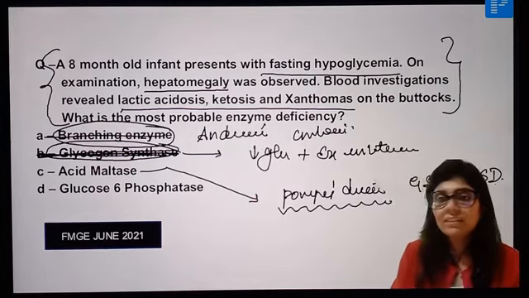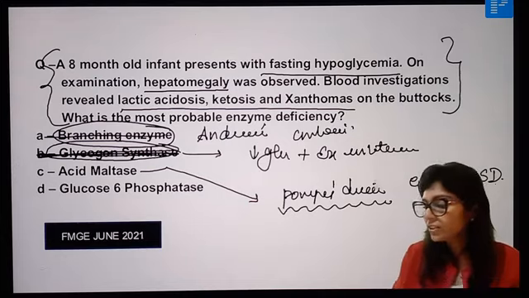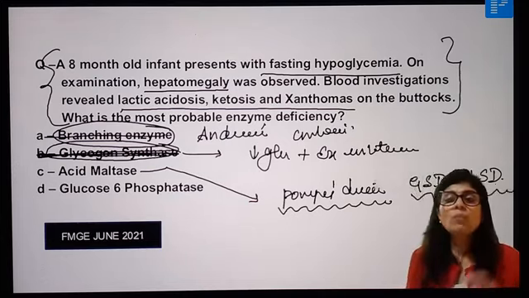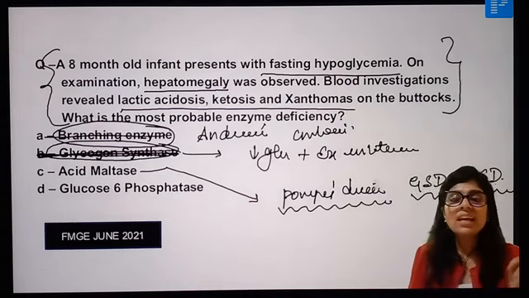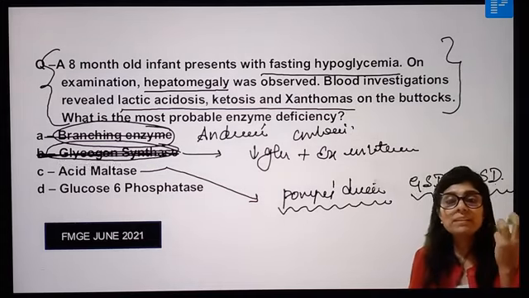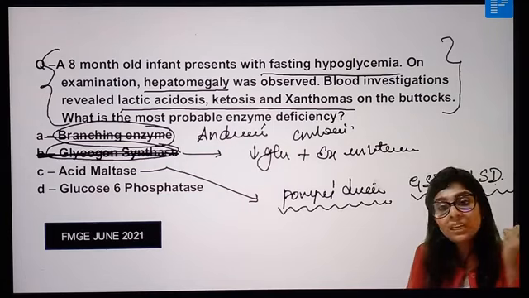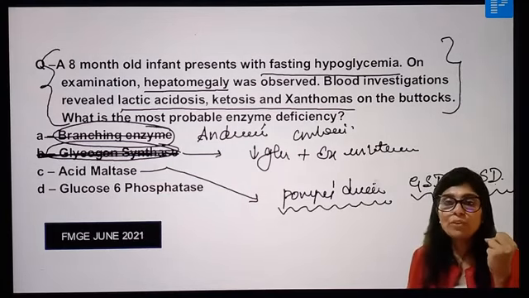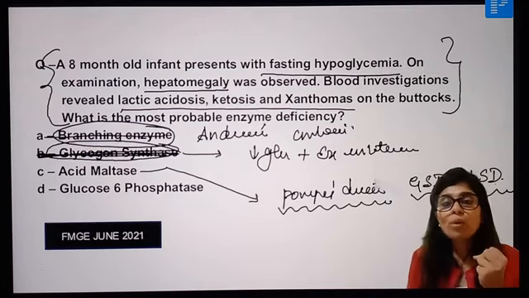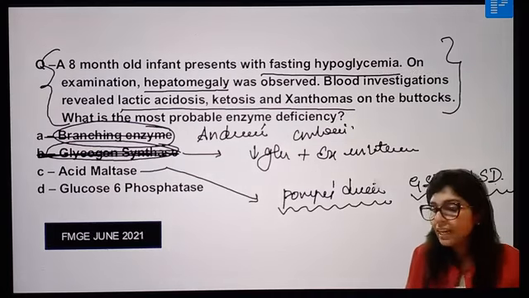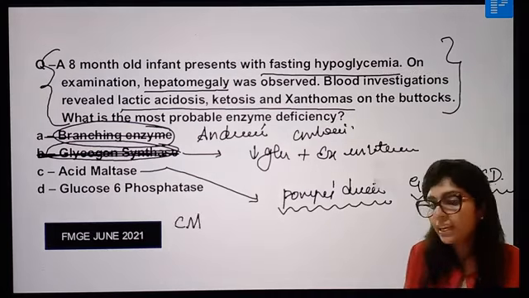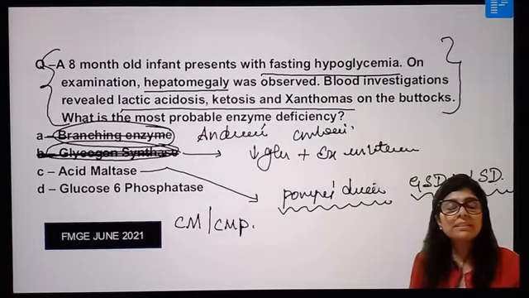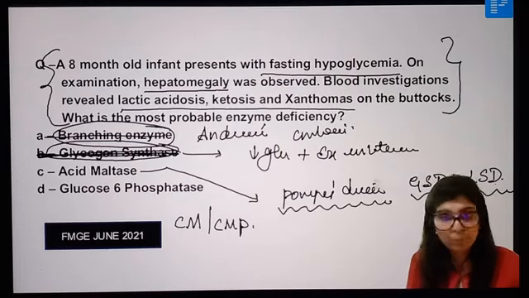So Pompe's disease is the only glycogen storage disorder which is also a lysosomal storage disorder. And what does it present as? In Pompe's, the pump gets affected. Can you remember it that way? Which is the pump of your body? Heart. So in Pompe's, the heart gets affected. It presents as cardiomegaly, cardiomyopathy.